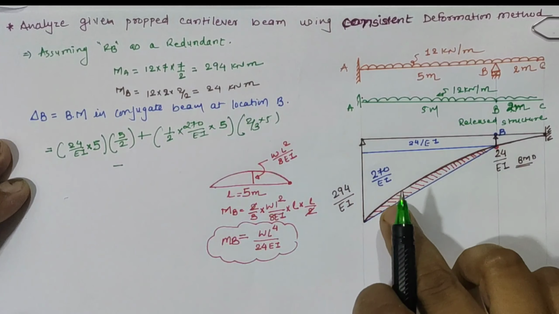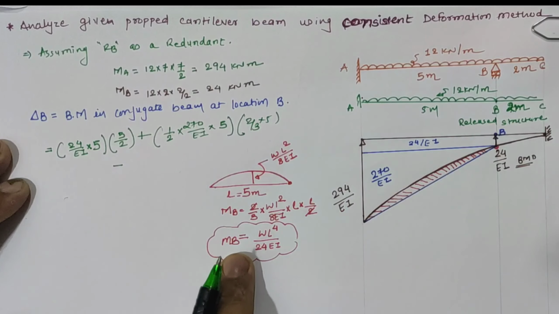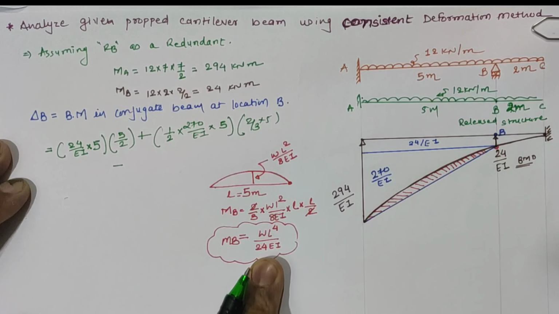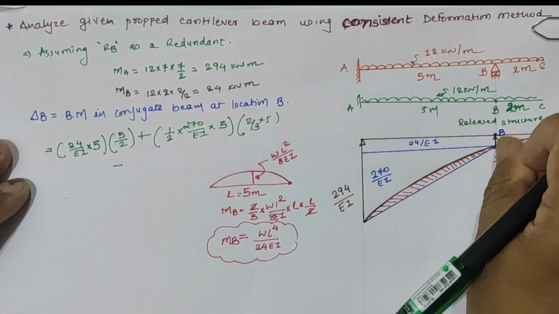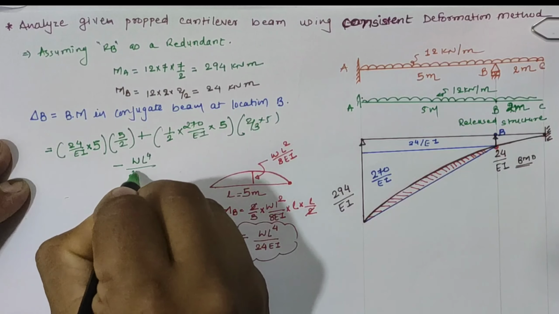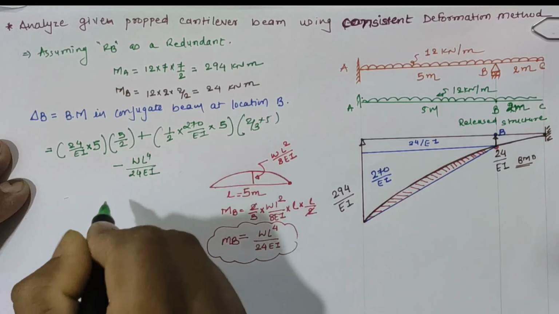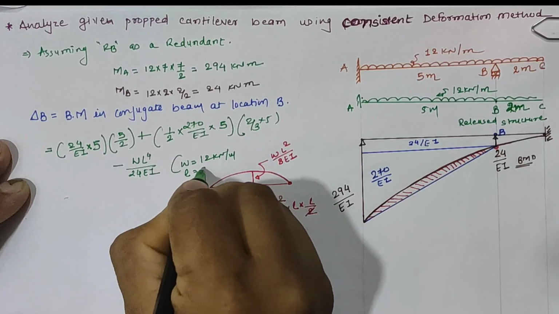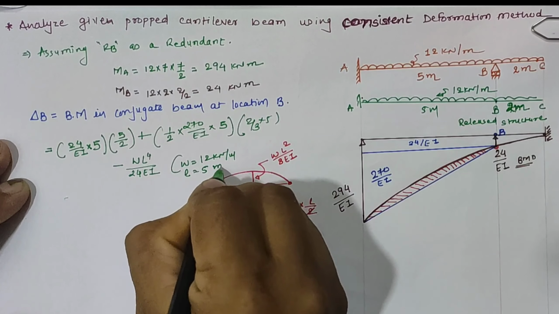Minus, we have to remove this hatched part, which is W L raised to 4 by 24 EI as a moment at location B. Hence it is W L raised to 4 by 24 EI, where W is equal to 12 kilonewton per meter, and L is 5 meter.